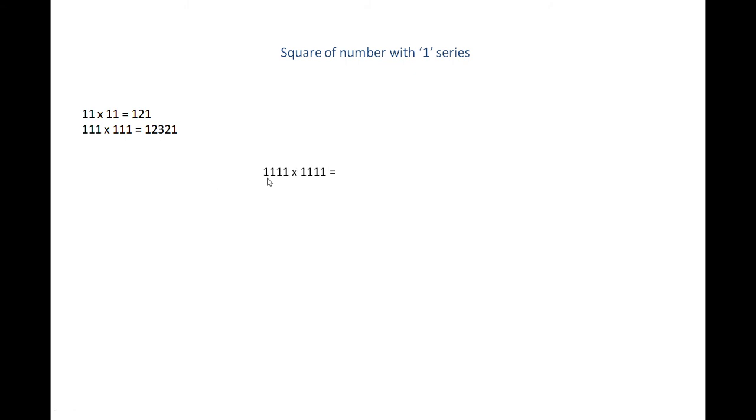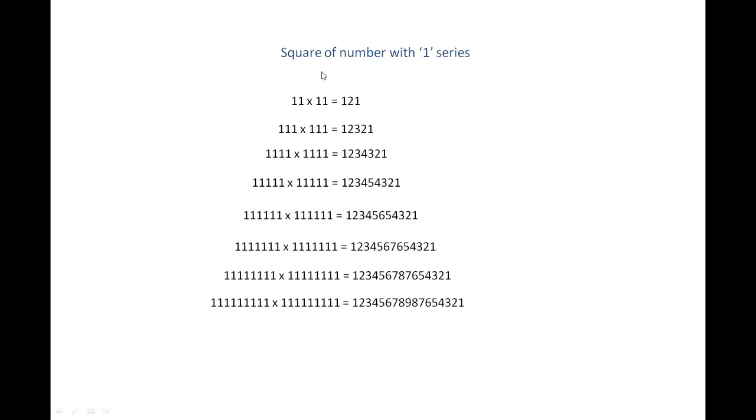Here I am taking 1111. If we observe this, we have 4 ones in this. So the answer would be just to write from 1 to 4 in ascending order and then backwards till 1. This would be the answer of 1111 square.